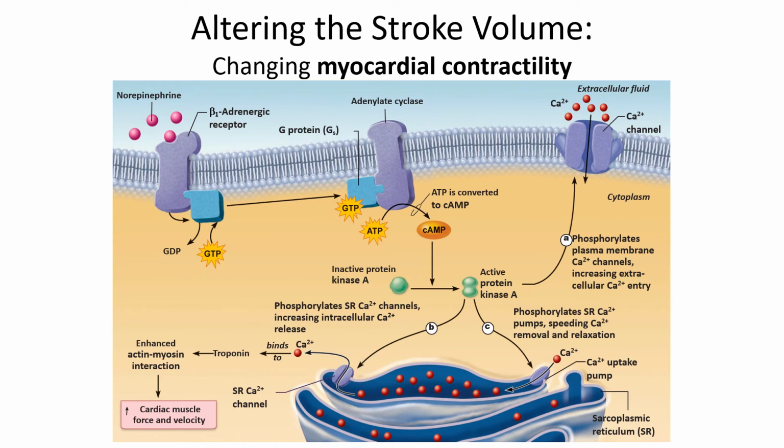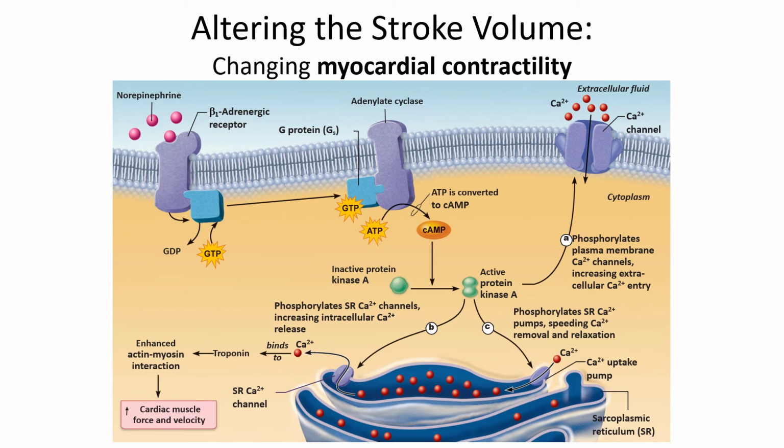Norepinephrine, also known as noradrenaline, will bind to receptors on the surface of heart muscle cells. What this does is it sets off a sequence of events inside the cell that will activate calcium channels within the plasma membrane, and they will bring more calcium into the cell. It's also going to activate calcium channels within the sarcoplasmic reticulum. There are channels that bring calcium into the SR. They're more active, and that means the SR can store more calcium.